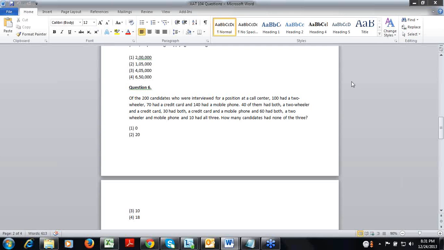So it's two-wheeler, credit card and mobile phone. One thing we can do is create a Venn diagram: two-wheeler, credit card, and then a mobile phone.